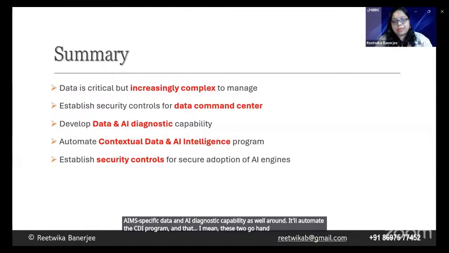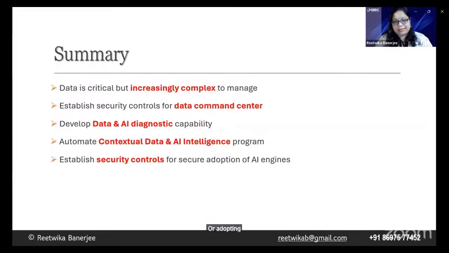The moment you automate things, it is easier to have diagnostic reports on a 24/7 basis, and you can have an HMI in place to take care of it. Finally, establish the security controls for adopting these AI agents. With these, I'd like to open up the forum for questions.